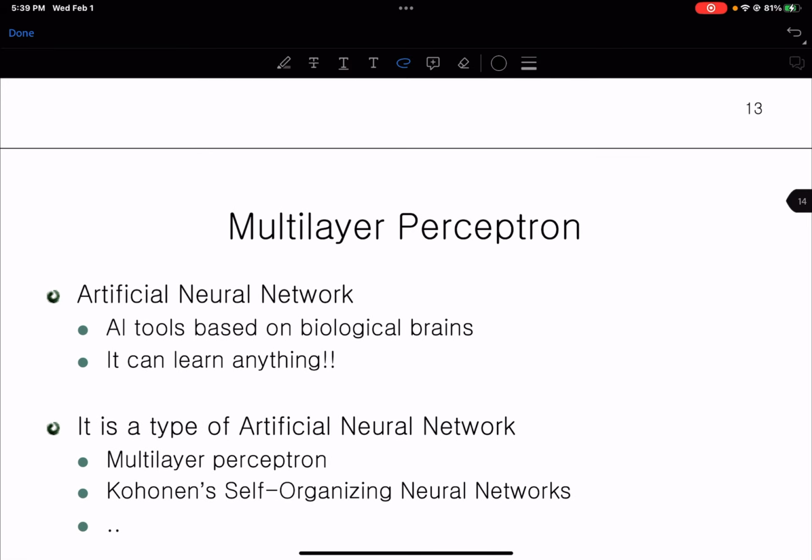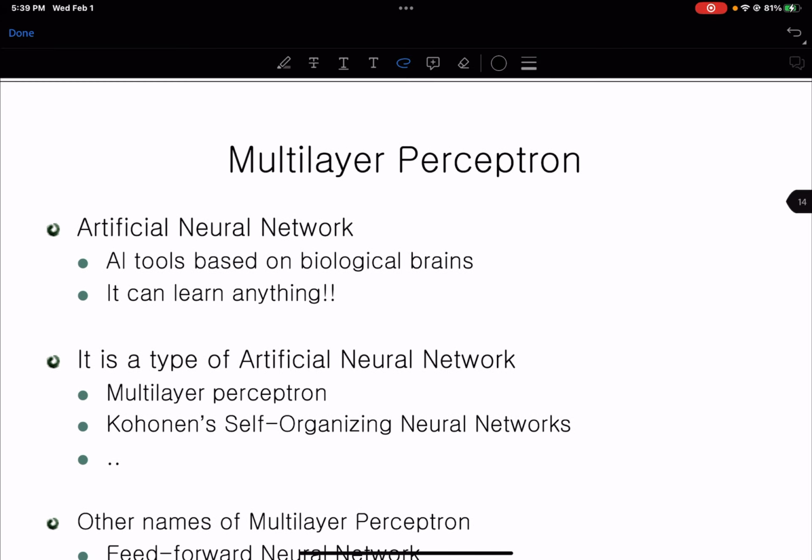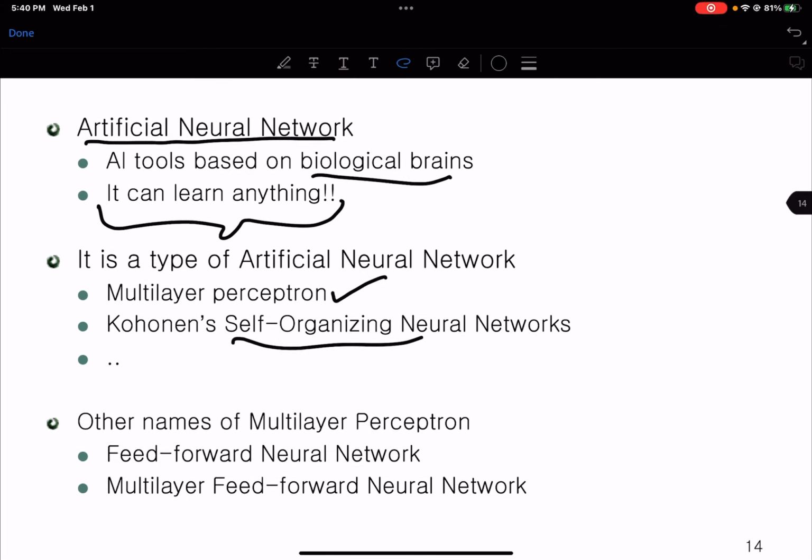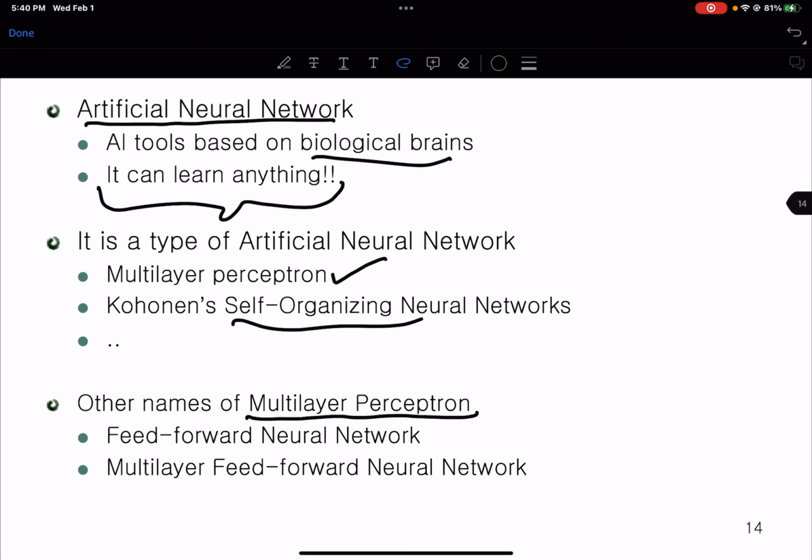So the multi-layer perceptron belongs to the artificial neural networks. They are tools defined based on the biological brain, the human brain, the animal brain, and they can learn nearly anything. The types of artificial neural networks are what we have studied today. The basic concept is the multi-layer perceptron, which is the base. Then we have self-organizing neural networks. Some of the other names that you will come across for the multi-layer perceptron are feed-forward neural network or multi-layer feed-forward neural network.